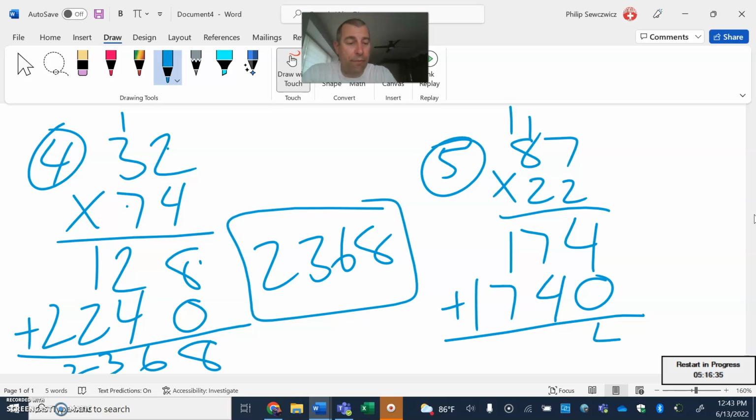And let's add. 4 plus 0, 4. 7 plus 4, 11. Carry the 1. 1 plus 1 is 2. 2 plus 7 is 9. And nothing plus 1 is just the 1. So 1,914.